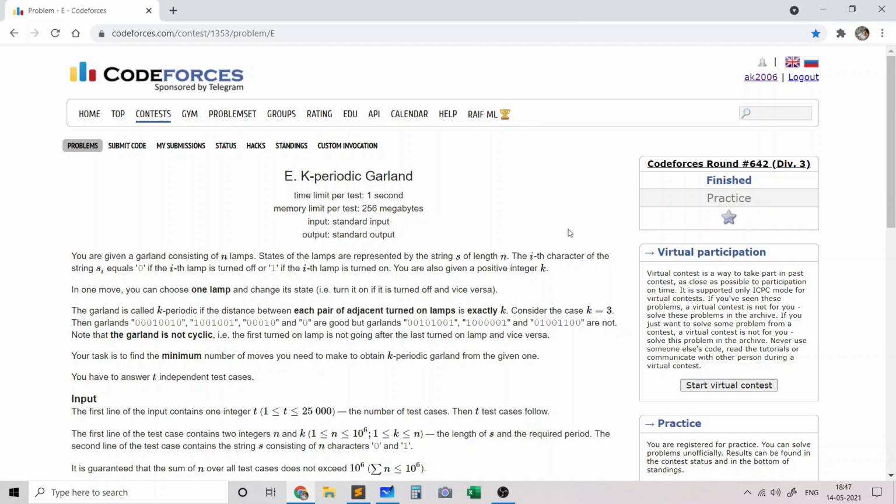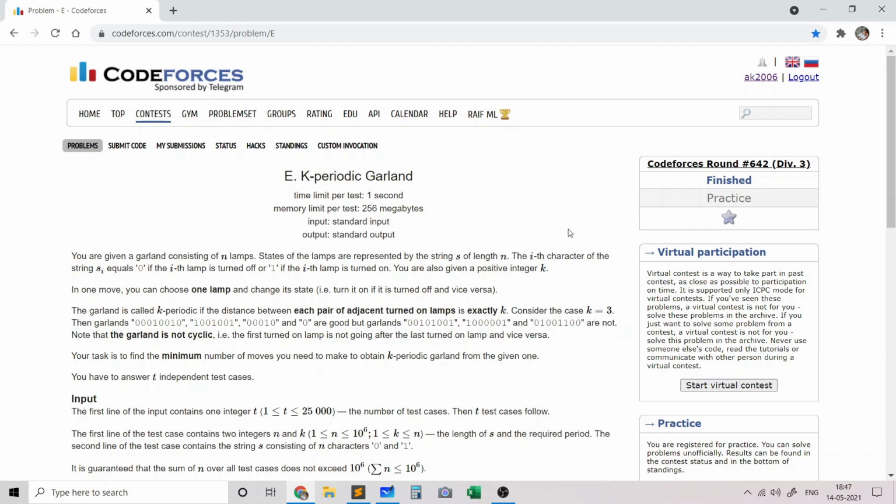Hello everyone. In the ninth video of this dynamic programming problem solving series, I will go over my solution to the problem named K-periodic Garland. This problem is taken from a Div 3 contest and is rated 1900. This problem is a good example of a problem in which dynamic programming can be used along with prefix and suffix sums to solve optimization based problems.